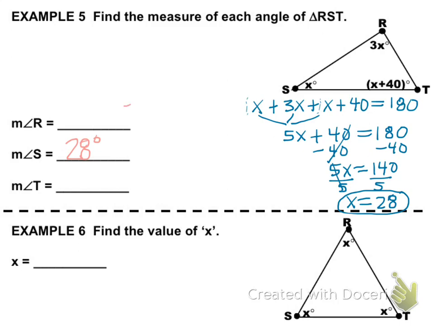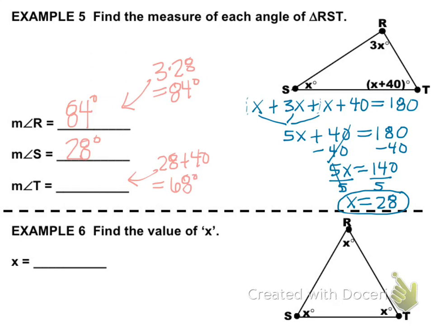Angle R is just 3 times x. So 3 times 28, which is 84 degrees. And angle T is just x plus 40, or in this case, 28 plus 40, which equals 68 degrees. And just to verify that we did everything correctly, you want to go ahead and double check that if you add up these three numbers, it's going to equal 180 degrees, which it does.